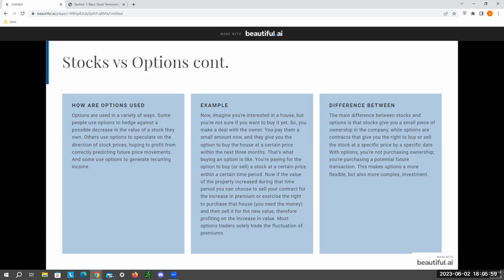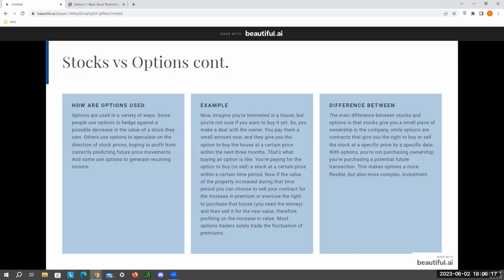Others use options to speculate on the direction of stock prices, hoping to profit from correctly predicting the future price movements. Same example: if I thought Apple's earnings were going to be good, I would buy calls, speculating that the price of the stock would go up because their earnings were great. And some use options to generate recurring income.